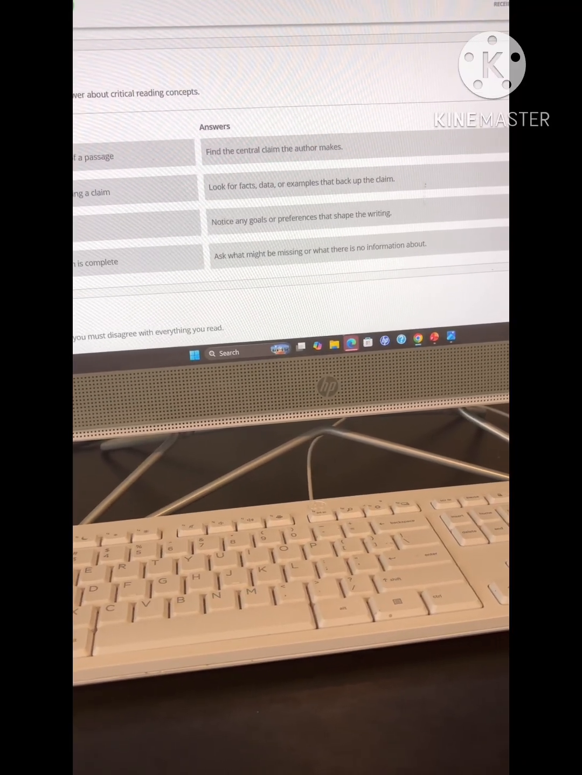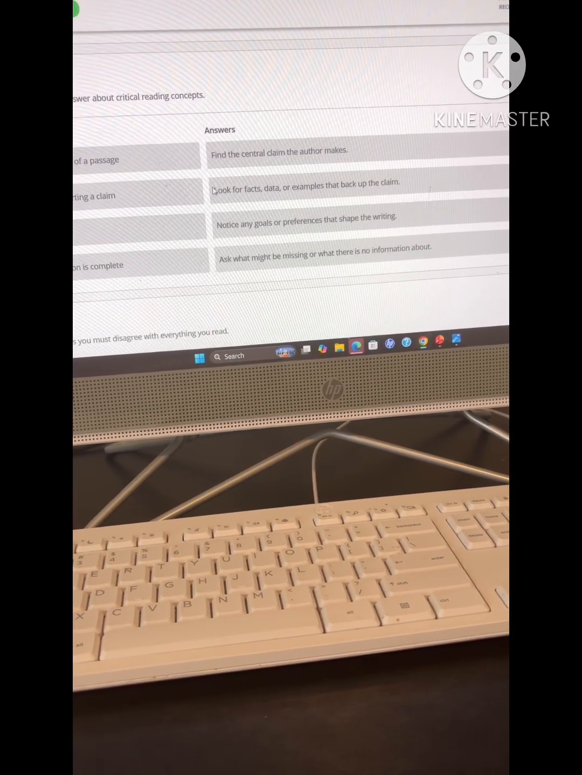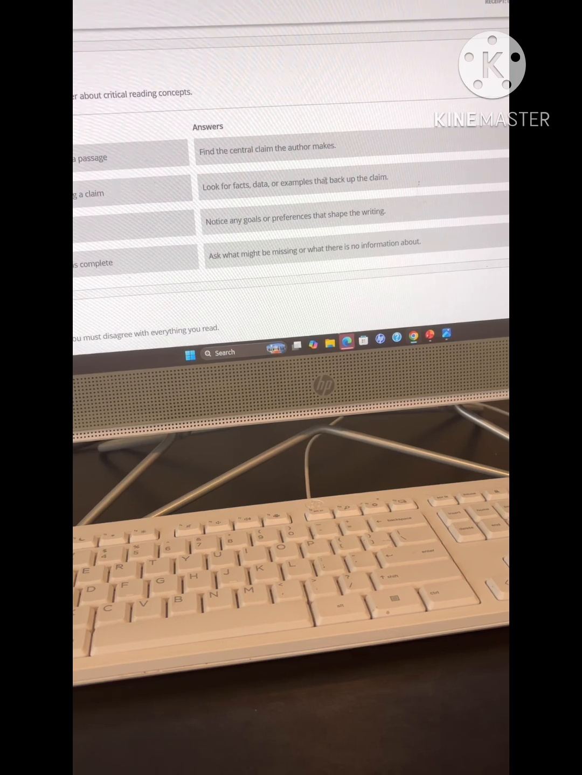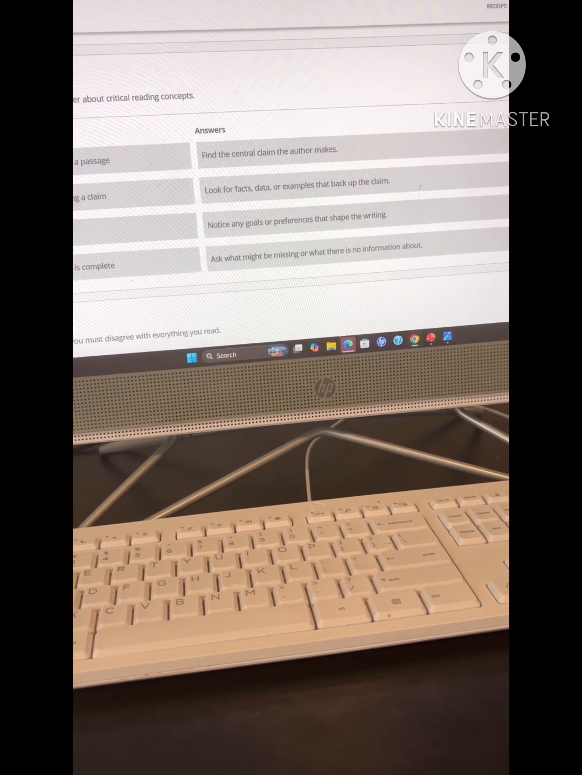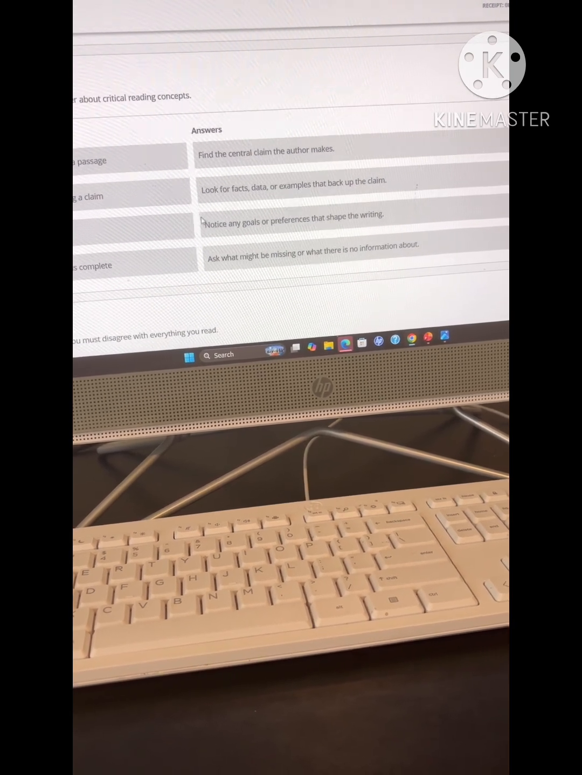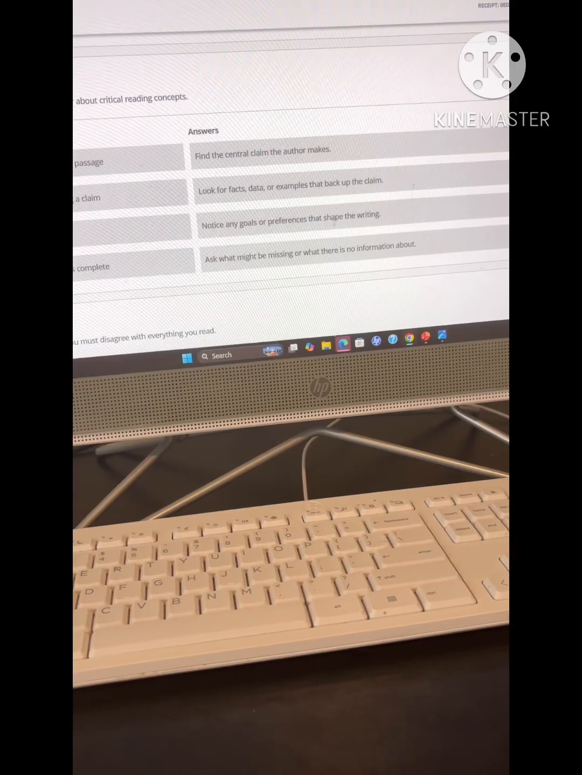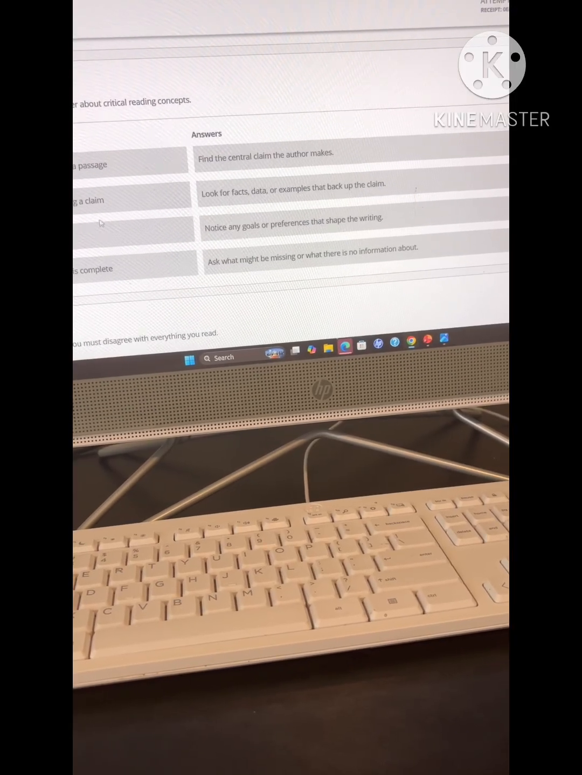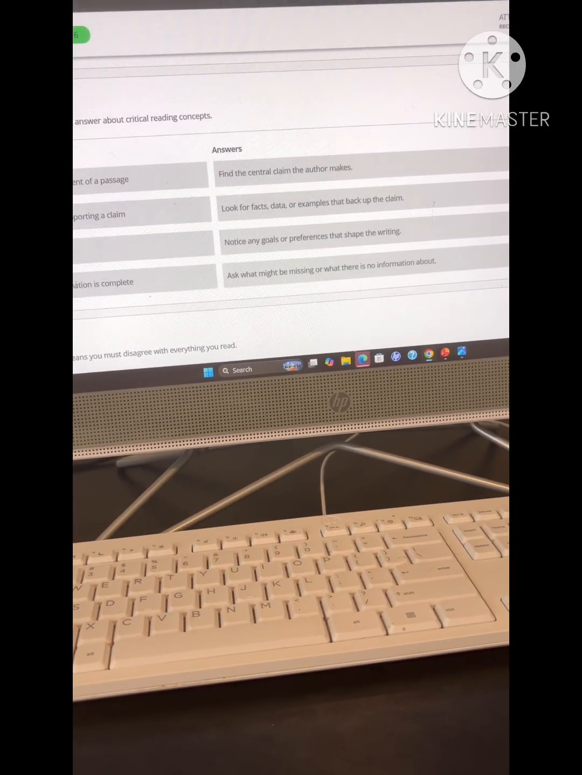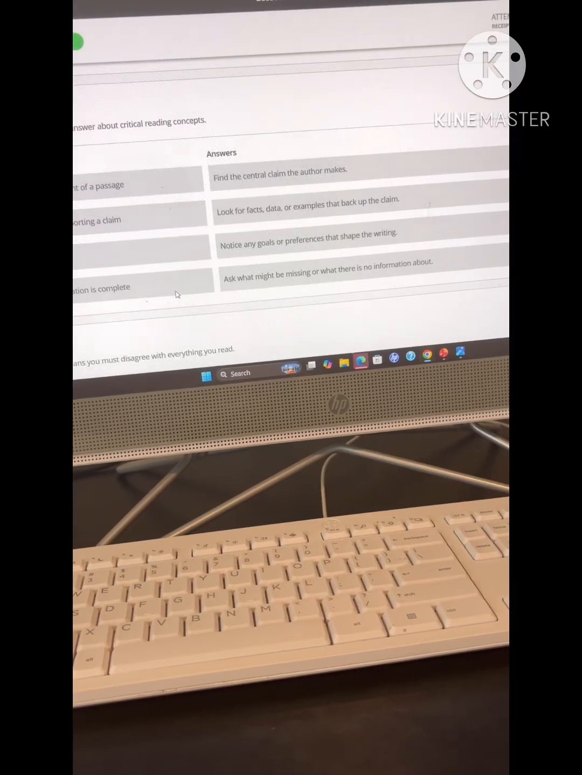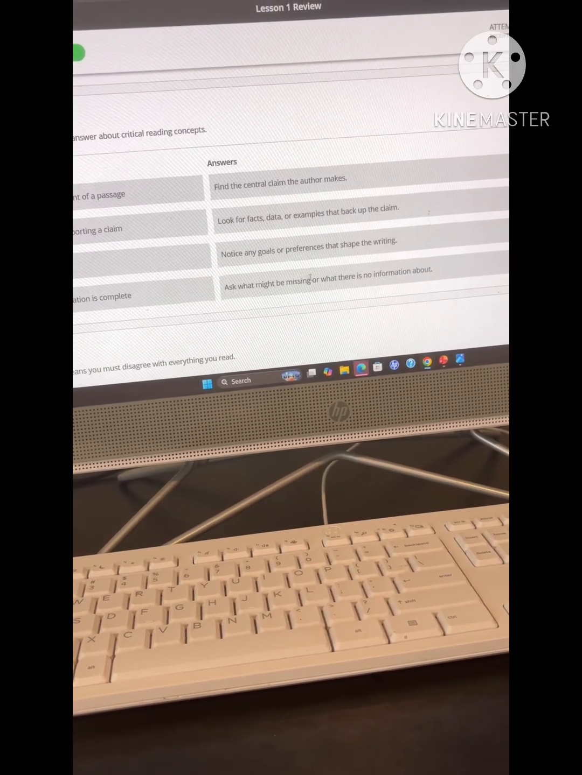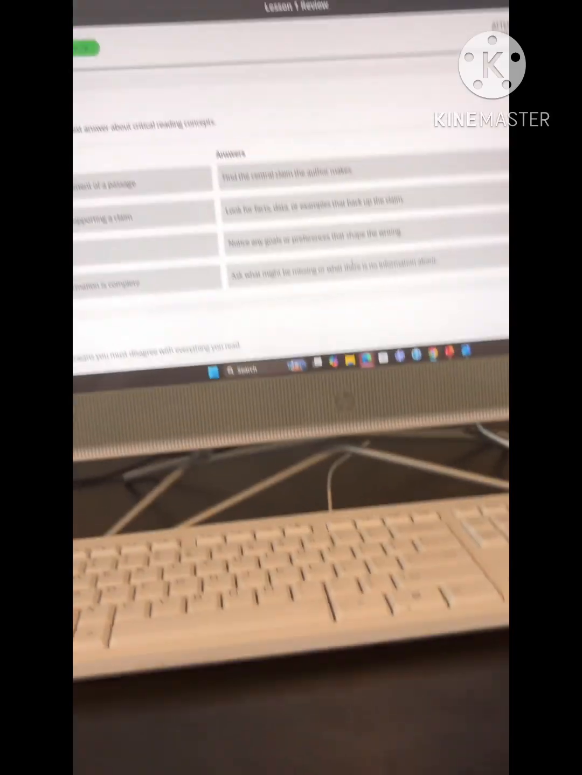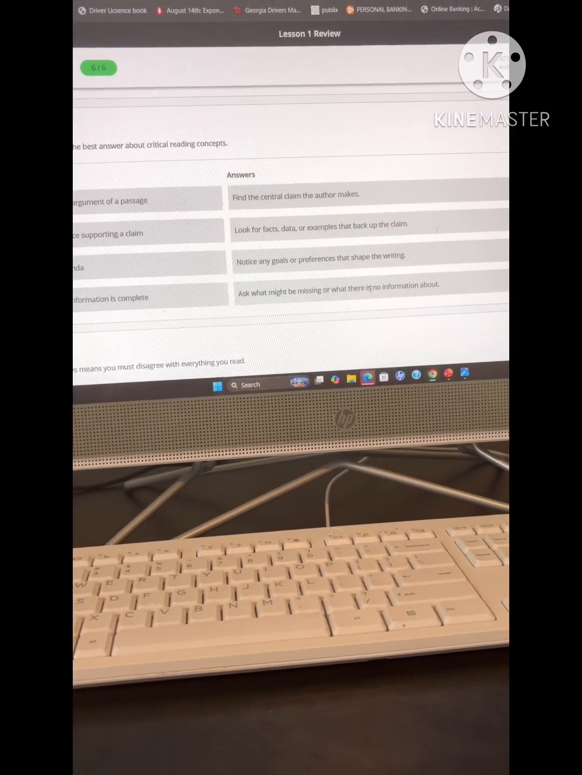And then for number two, check the evidence supporting a claim. Look for facts, data, or examples that back up the claim. Number three, spot bias or agenda. Notice any goals or preferences that shape the writing. And then for number four, evaluate if the information is complete. Ask what might be missing or what there is no information about.